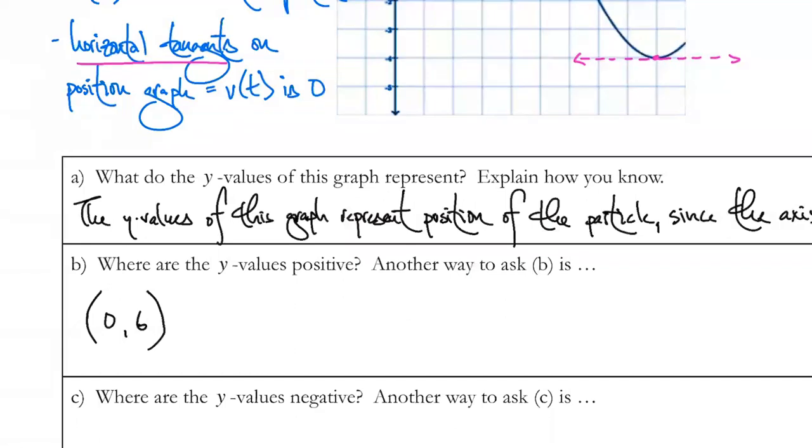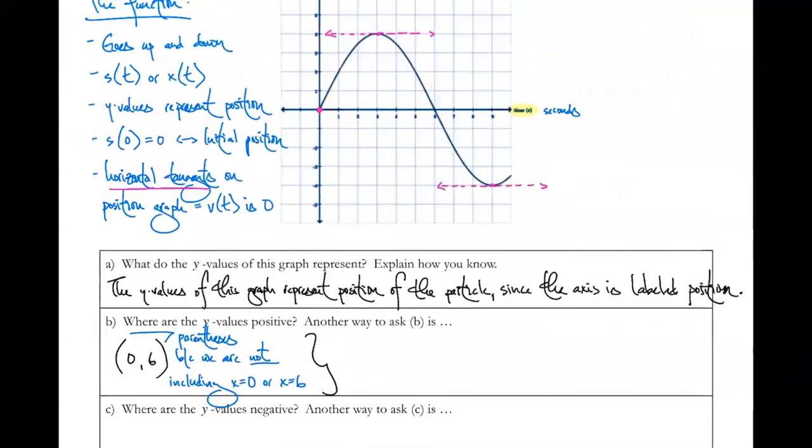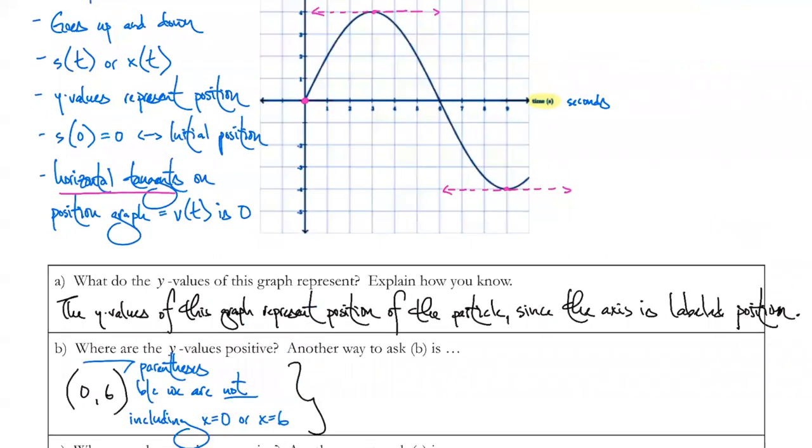And so a note we might make to ourselves is parentheses, because we are not including x equals 0 or x equals 6, okay? So let me just pause for a moment. And let's see what questions come up.